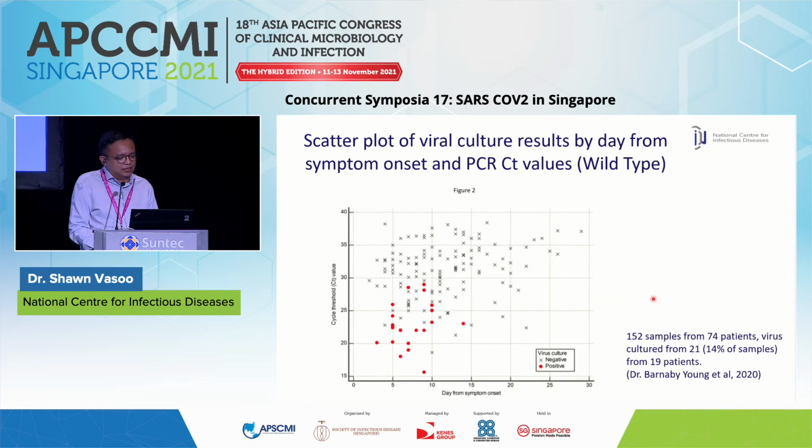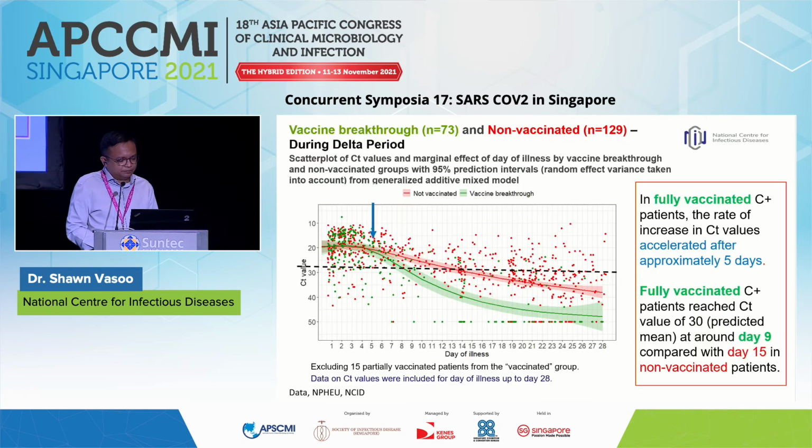We were not able in our NCID cohort to culture virus when CT values were more than 30. And this was a study which was published by my colleague, Dr. Barney Young, and you can see in the red dots, from days of symptom onset, they all tended to be in the lower CT values below 30 in the pre-Delta period, and also around before day 15.